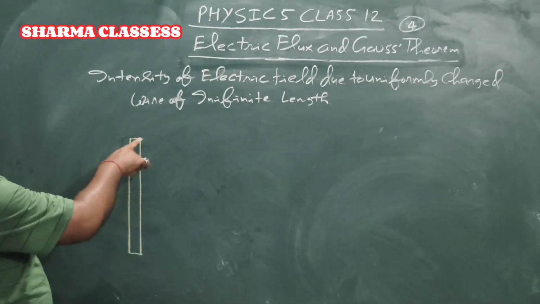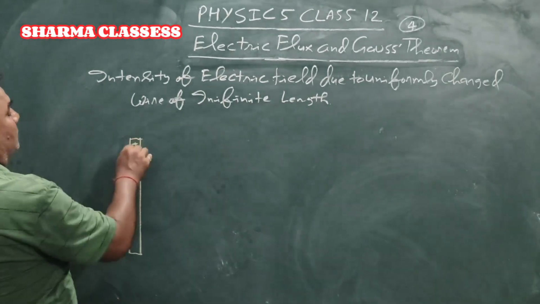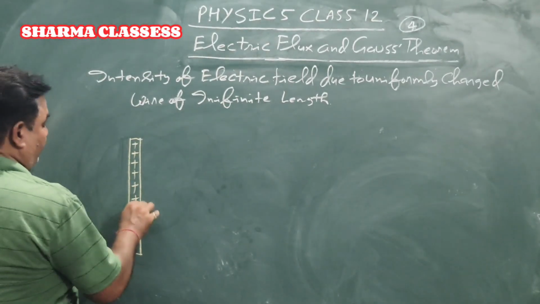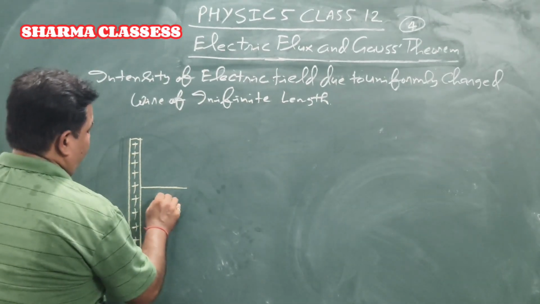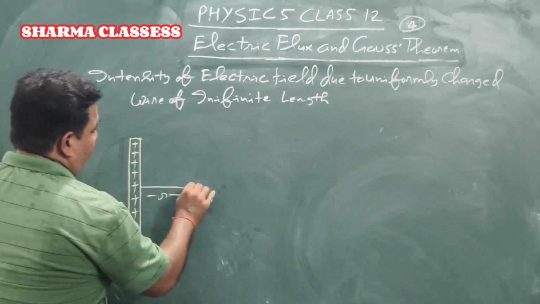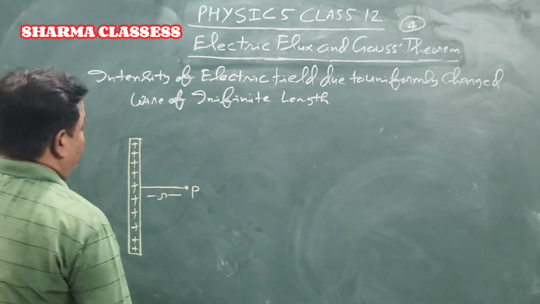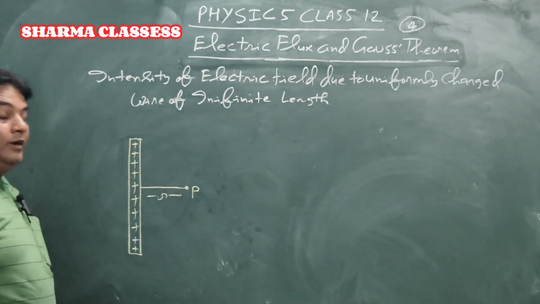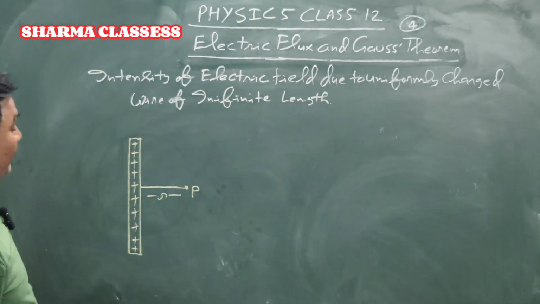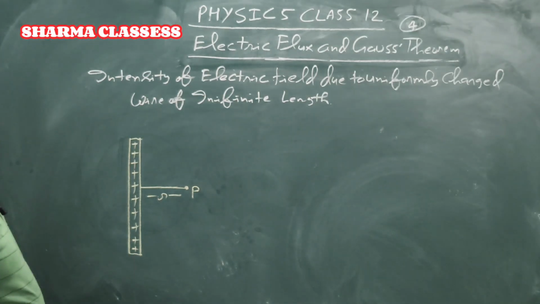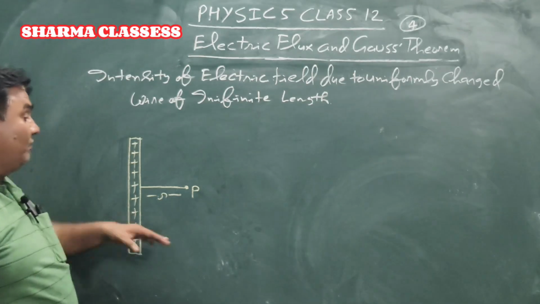The wire is of infinite length, and you can see it is given plus q charge, so plus q charge is spread all over the length. We have to find out the intensity of electric field at any point P at a distance r. Since it is given plus q charge, electric lines of force emit, and to find the intensity of electric field at point P we draw a closed Gaussian surface.